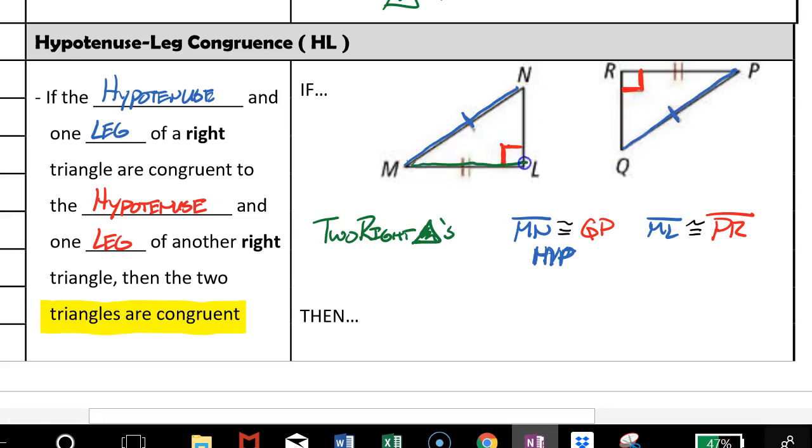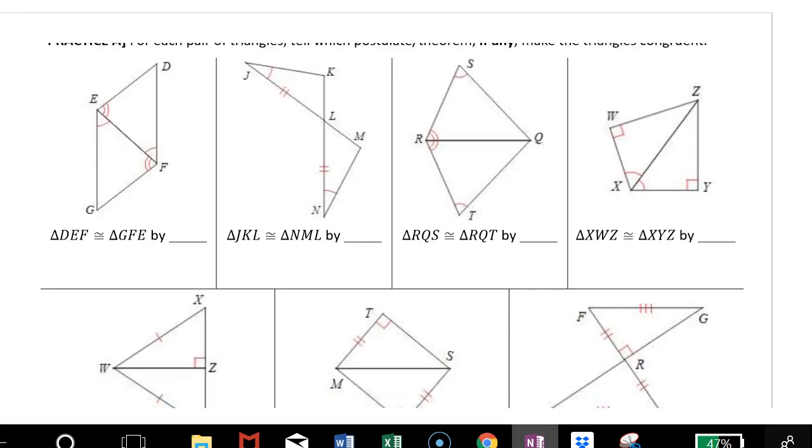It doesn't actually matter which. In this case, we have ML being congruent to RP. So this is our leg for that. If we have 2 right triangles, and the hypotenuse and a leg are congruent, then we can state that the full triangles are congruent. Triangle MNL is congruent to triangle PQR. Let's see what these look like in action. Much like the last topic, we're going to look at several triangles and see, can we prove them congruent, and if so, by what theorem?